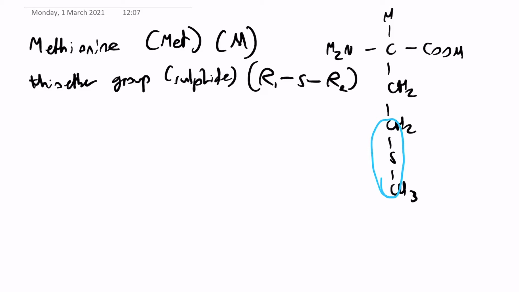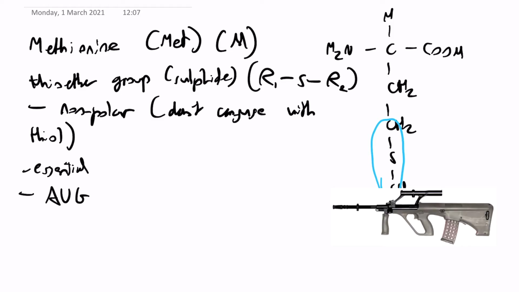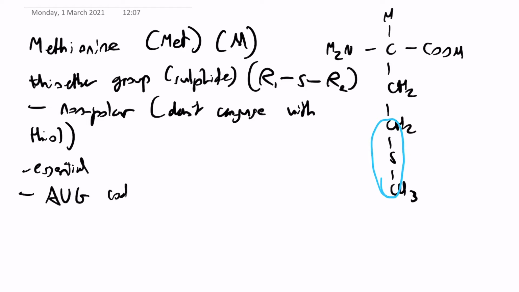Okay. So apart from smelling like Nurgle's anus, the thioether group is actually nonpolar, and it shouldn't be confused with the thiol group, which is the group in cysteine, which we'll talk about again later. Okay, so methionine is an essential amino acid. And it's coded by only one codon, and that is the Army Universal Codon, the AUG codon, which I'm sure you're all aware, and obviously that's the start codon for protein translation.